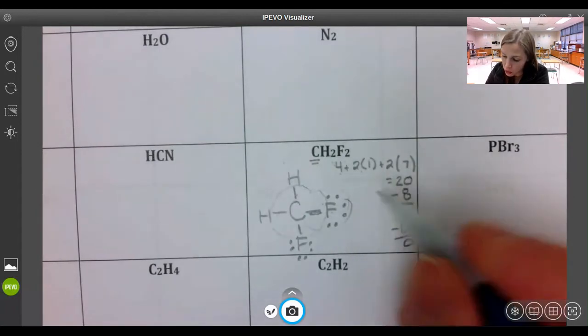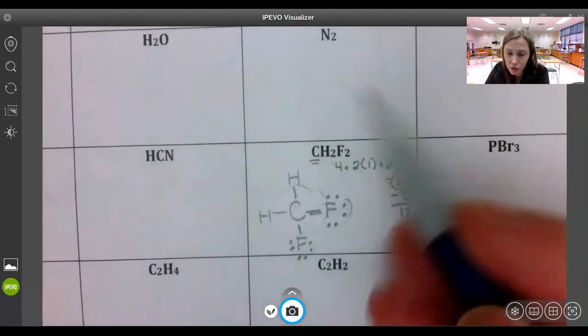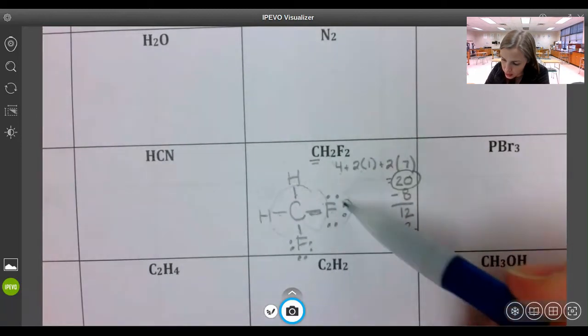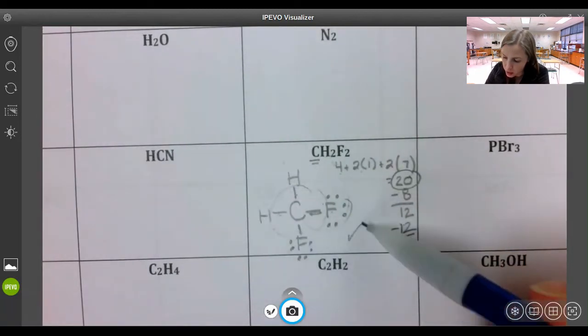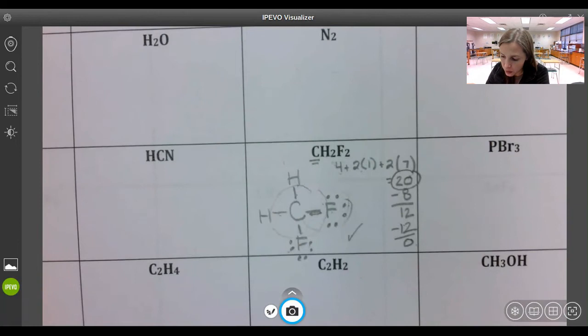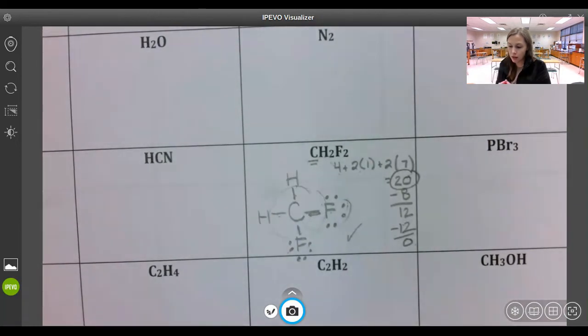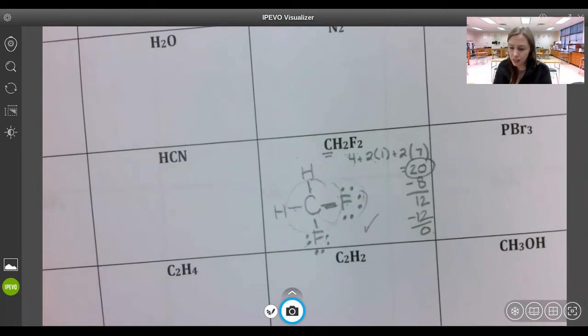If I also check my total, always make sure you actually drew the correct total. I have 2, 4, 6, 8, 10, 12, 14, 16, 18, 20. So that one's done. Okay, so those are 2 examples where you have the exact amount of electrons that you need to give everything a complete octet.